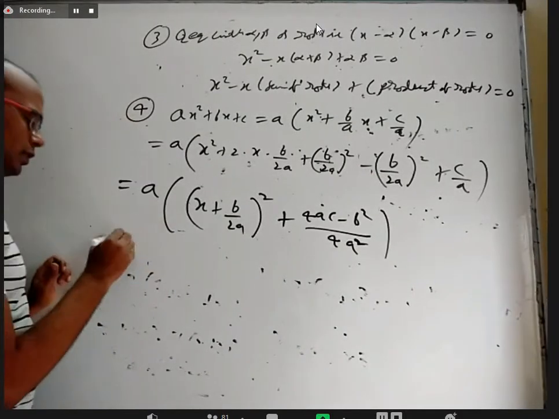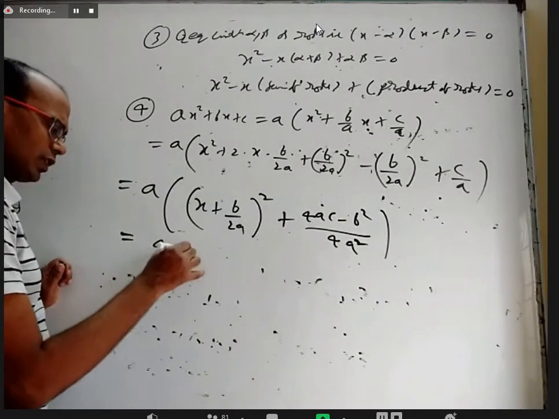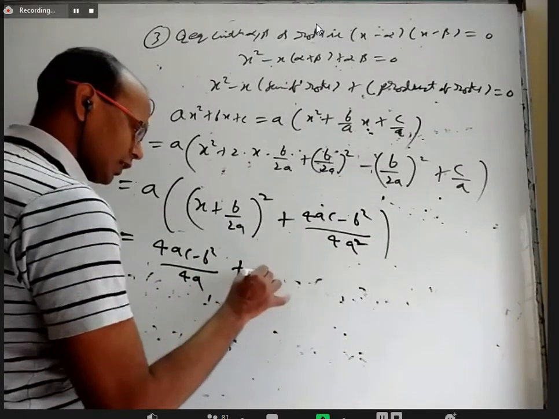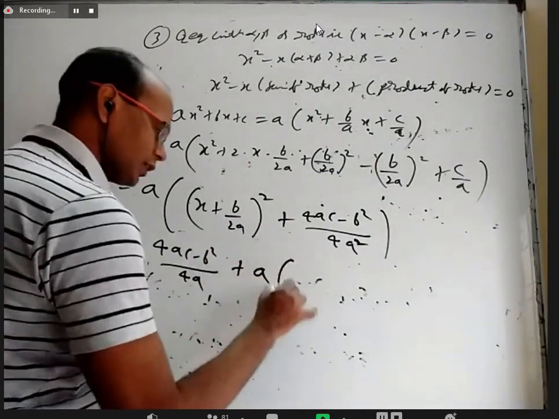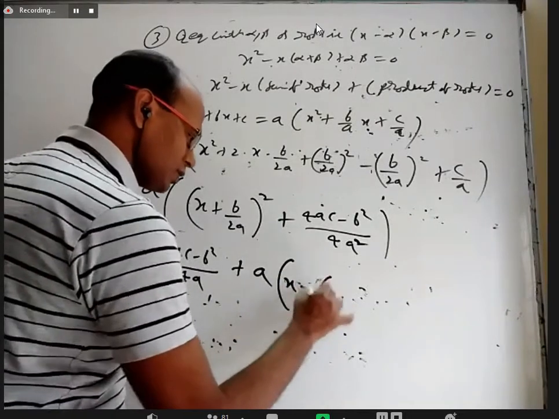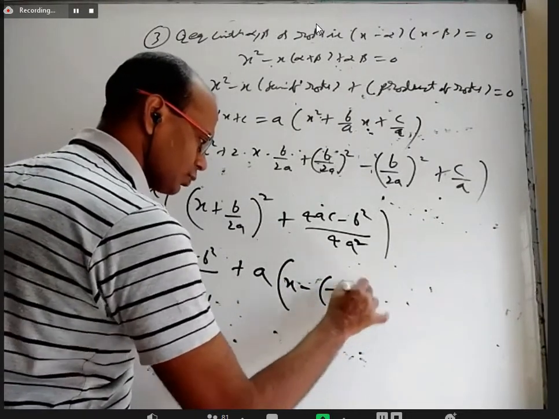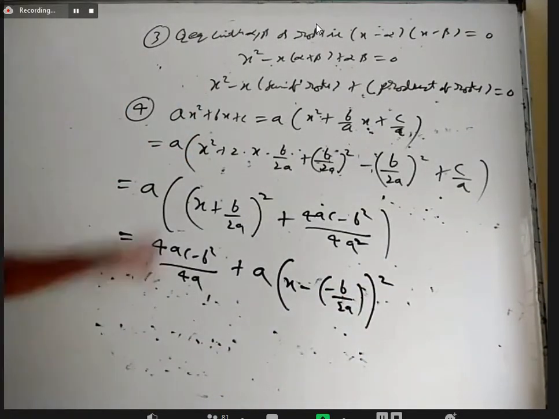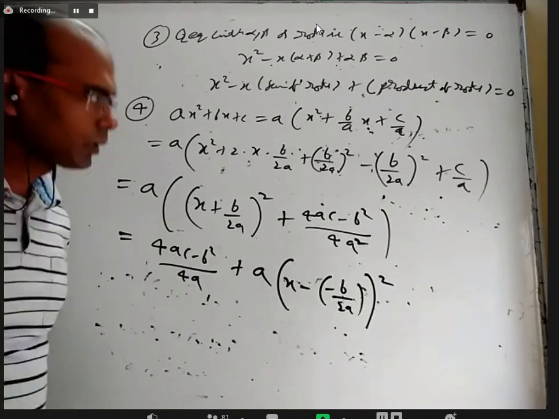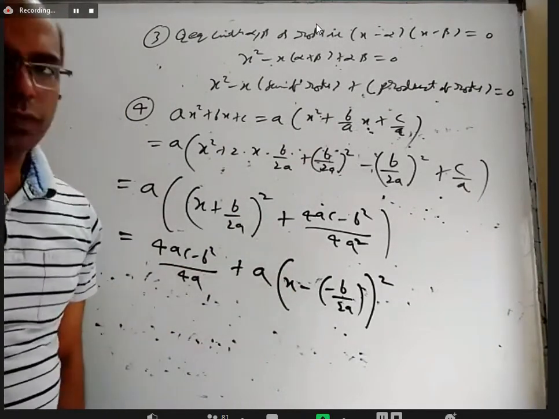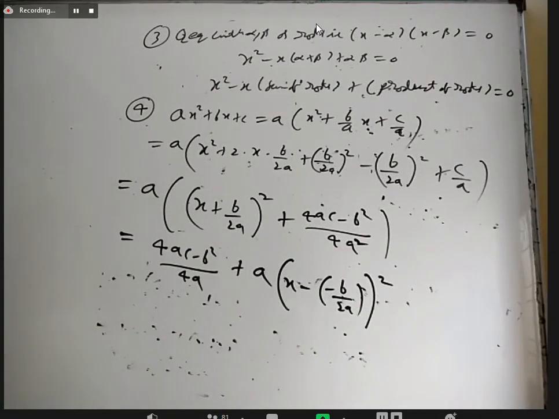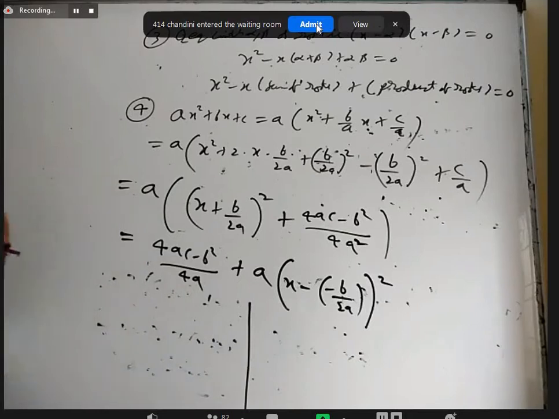I want to open this, expand and write (4ac minus b square) by 4a plus a into this one. I want to write (x minus b by 2a) whole square. Please write up to here. I'm doing all this just to make a perfect square. Now I have to write two cases.